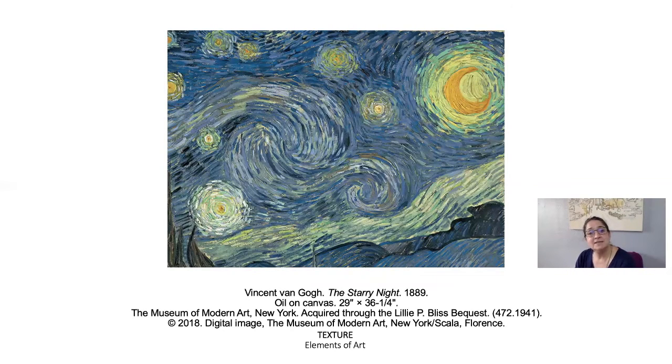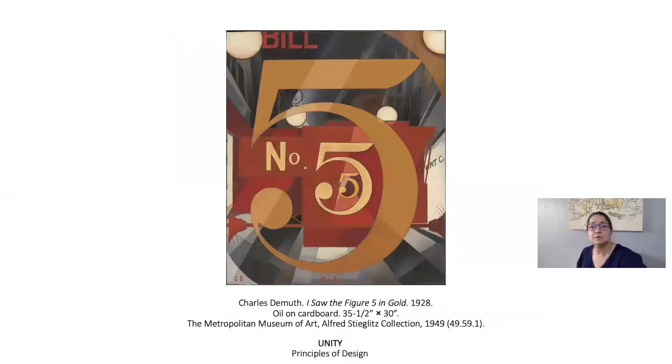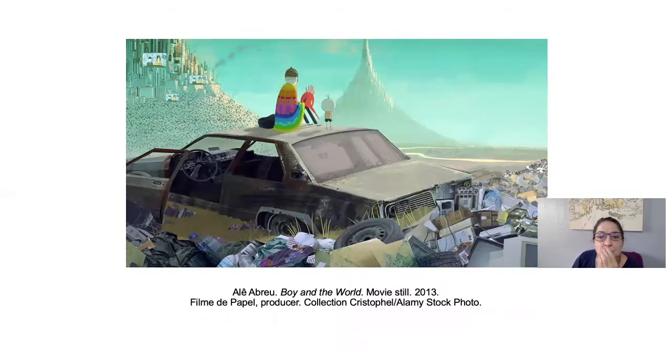Another element is texture. It's either actual texture that if you rubbed your hands on or touched, you would feel a variety of surfaces, or a visual texture where things are created to represent different textures. For example, the Van Gogh piece that we saw had actual texture, and this movie still certainly has a lot of implied dust and metal and atmosphere of sky and smoke and etc.